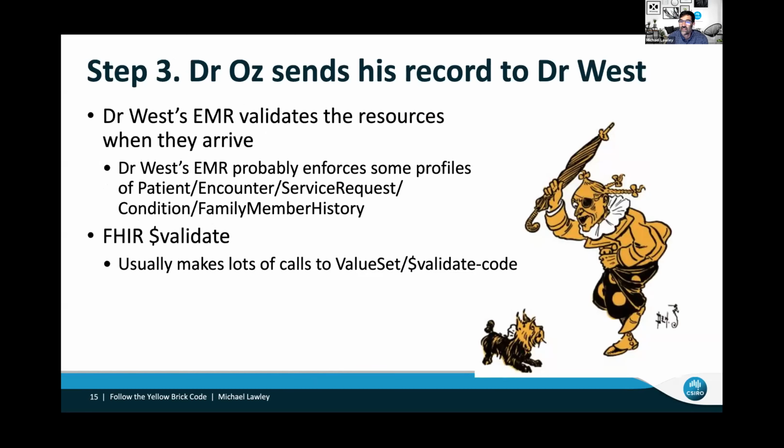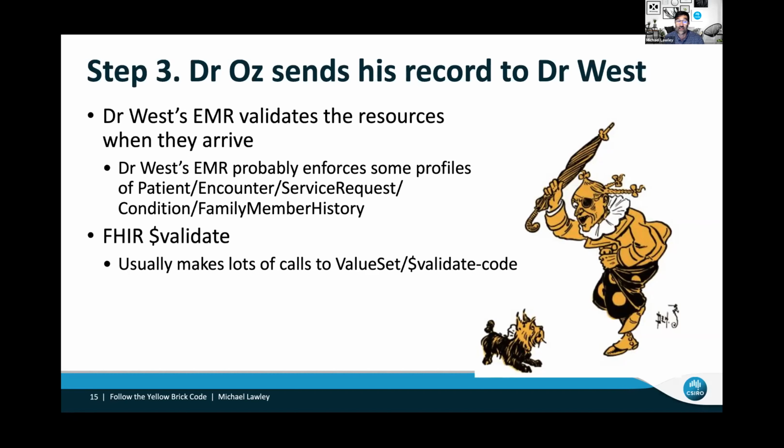So now Dr. Oz sends his record across to Dr. West as part of the referral, so that she has a proper patient history, and Dorothy doesn't have to recount her patient history and then re-enter or re-provide all the data when she arrives. And Dr. West's system receives the record and probably has some profiles that govern the exchange of information with other systems and ensure that the information that's sent is understood appropriately.